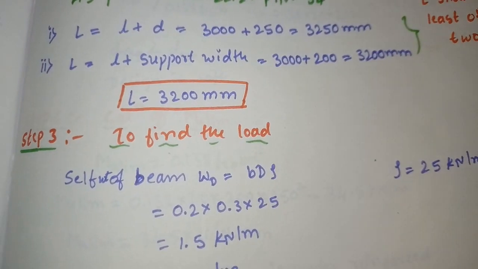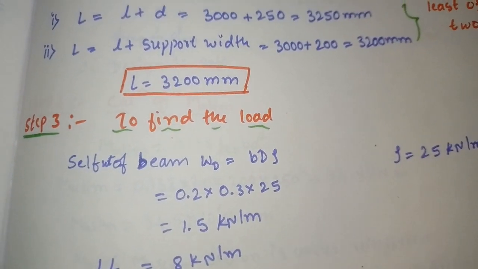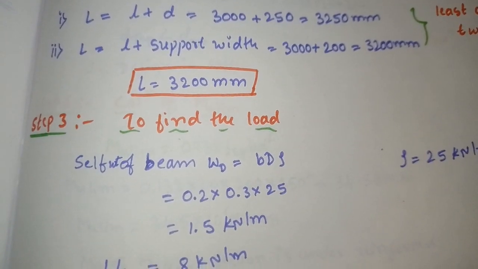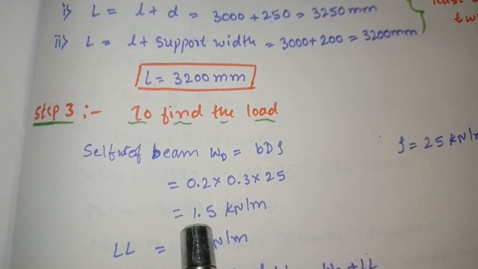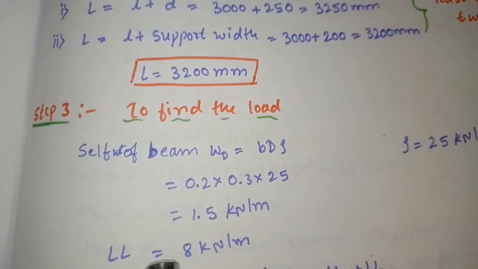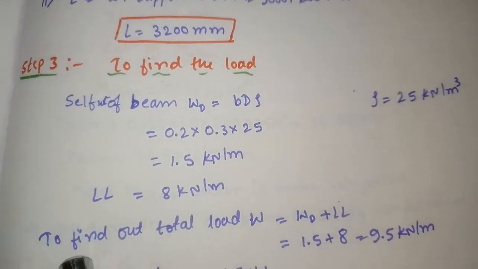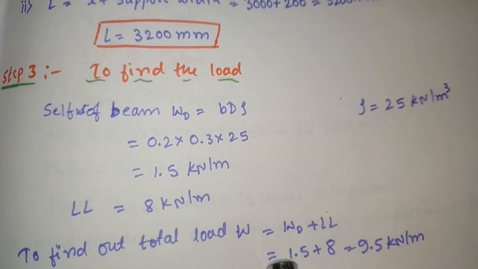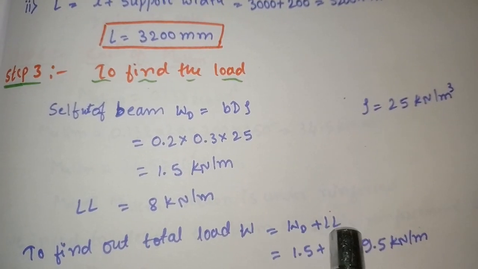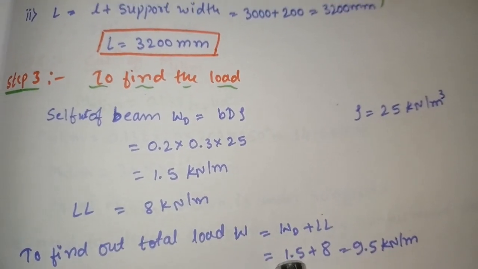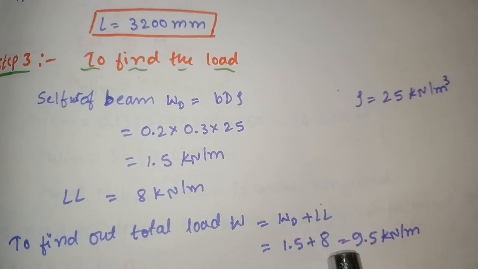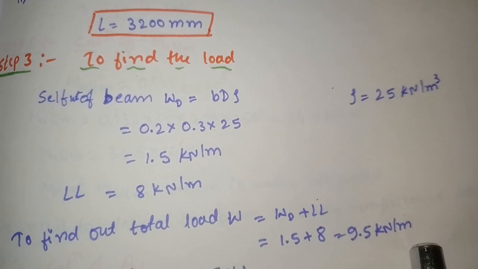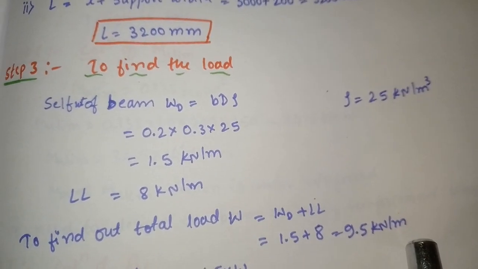So now the given live load is 8 kilonewton per meter. To find out the total load, we need to add our self weight of the beam plus live load, that is dead load plus live load. So W is equal to dead load plus live load. Dead load which we have got is 1.5 plus live load they have given is 8 kilonewton per meter. Substitute all the values. After simplifying, we'll get the value as 9.5 kilonewton per meter. So this is how we calculate the total load.